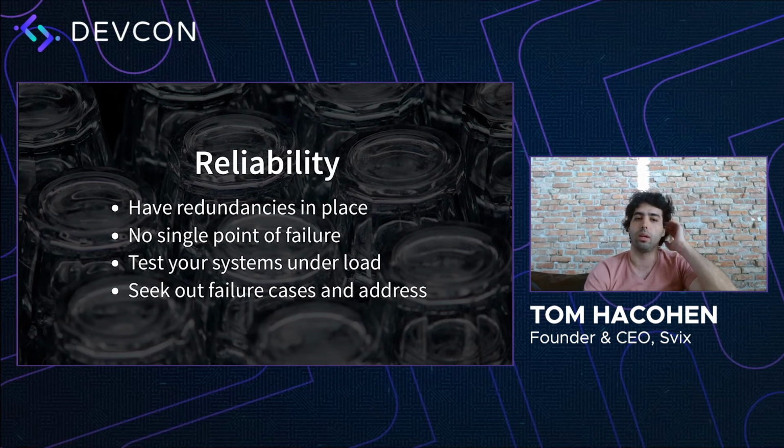Another thing to think about is reliability. Again, you don't want to go down. So you have to have a lot of redundancies in place: multiple database replicas, multiple API replicas, multiple regions, multiple availability zones within regions. Give your customers the best ability to not go down, because you're not building.